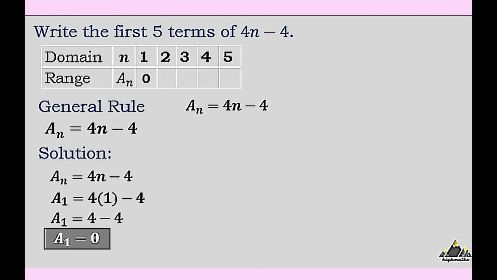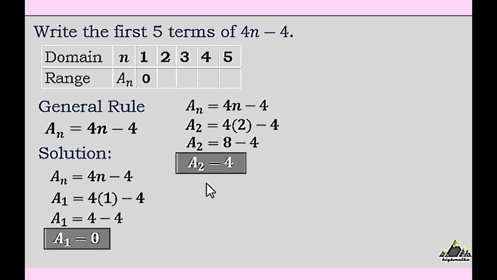Next, we use again the general rule, but this time we substitute 2 to the variable n to solve for the second term. So we have a sub 2 equals 4 times 2 minus 4. We obtain a sub 2 equals 8 minus 4, and we have 4 as our second term.